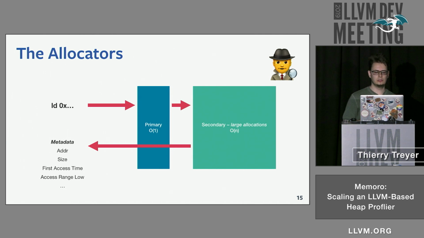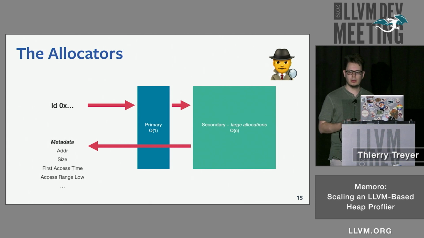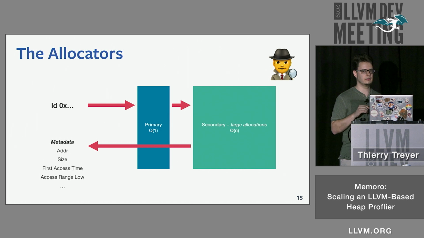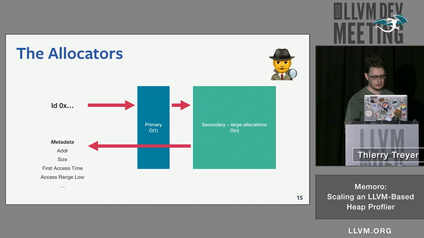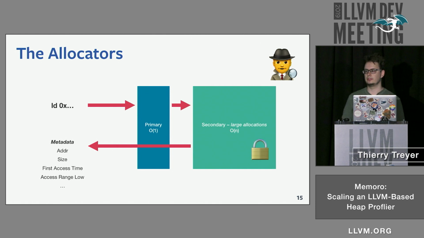And if you're requesting too much memory, what will happen is that we will then query the secondary allocator. And the secondary one simply does an mmap for your allocation, registers the allocation in a vector to remember it, and returns you the address. And the problem is that we are using this global vector to keep track of all the large allocations. And to prevent concurrent access to it and a race condition, we need to take a lock around this secondary allocator.